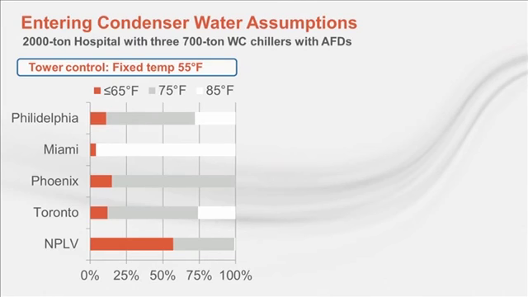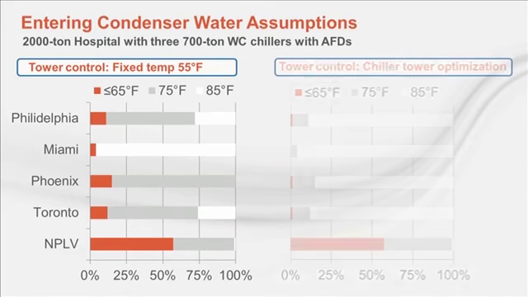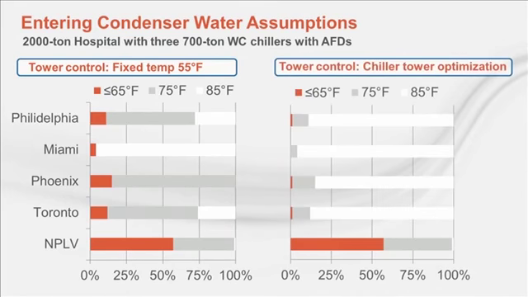The second graph we'll look at has similar data, but we switch the tower control to chiller tower optimization. With this control, we minimize the total combined power consumption between the chiller and the towers. When we optimize the tower control, you can see that the majority of all hours fall in the entering condenser water temperature bucket of 85 to 76 degrees. The fewest hours are logged in the 65 degree or less bucket.